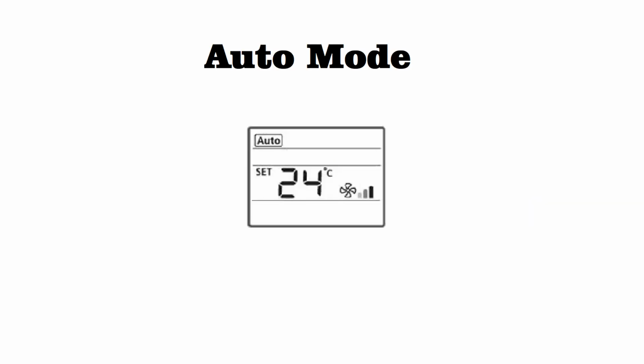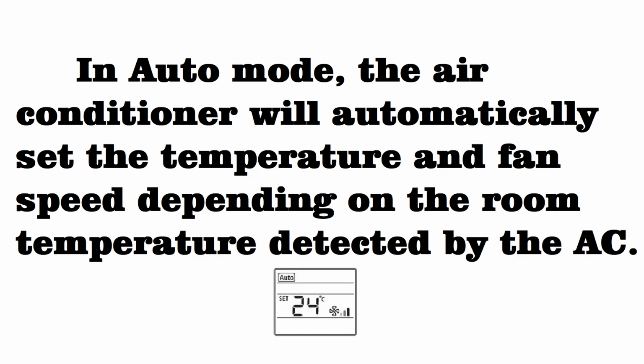The next mode is auto mode, and this is a sort of set the AC and forget. So you simply set and forget. How it works is it will actually cool or heat your room until it reaches the desired temperature. So it will automatically cool or heat your room until your desired temperature is reached.